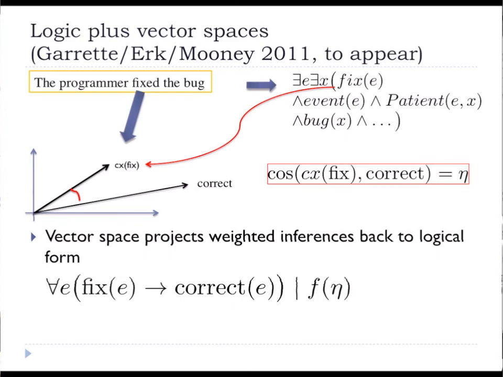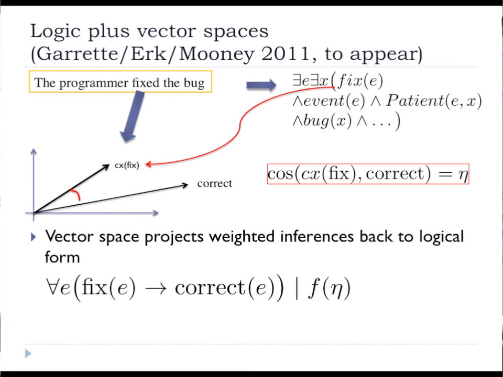This is not saying that with such and such a probability this implication is true for all E. Rather, it's saying that for all E, you have a potential function. For each E, you have a potential function in your Markov logic network. So it could be true for some E and not for other E's. The idea is that for every E such that fixing is true, you have a preference for correcting also.